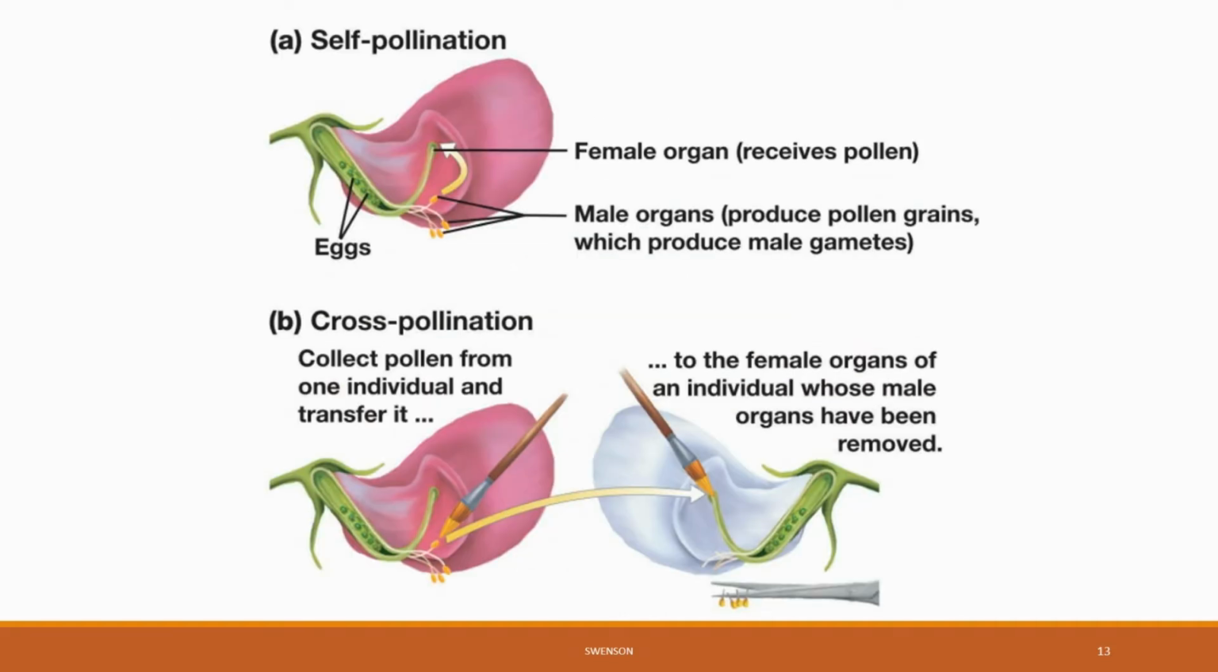And here we can see how a brush can be used to collect pollen grains in order to be applied to a specific female flower. And in this case, the source of the pollen is from a red flower, and the destination female flower is white.